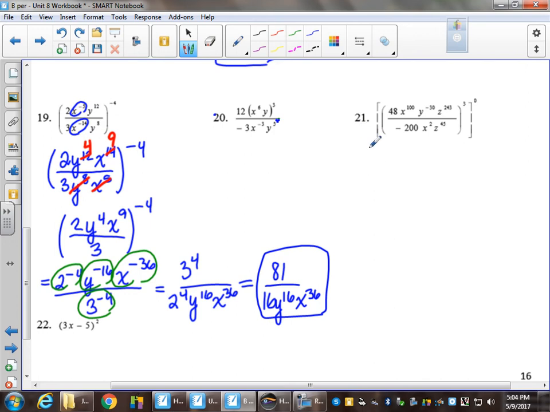Number 21 was a favorite for class discussion today because people were trying to do all sorts of craziness. And on the whiteboard, I drew attention to this. And we talked about the zero exponent property. Anything raised to the 0 power, no matter how crazy it looks, equals 1. So there's actually no work at all needed for number 21.